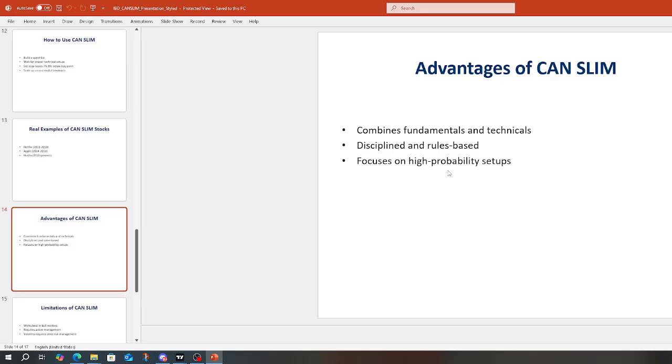Focus on high probability setups, and that is very important for people that have small accounts. So you want to get into stocks that are ready to go. And that's what CANSLIM focuses on. So if you really want to build up your account fast to the upside, this is where you want to focus on CANSLIM a little bit. You want to build up your account quickly: buy a little bit higher, buy a little bit more higher, and then eventually sell out.